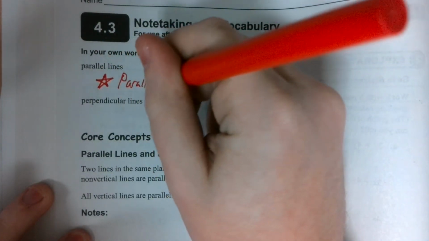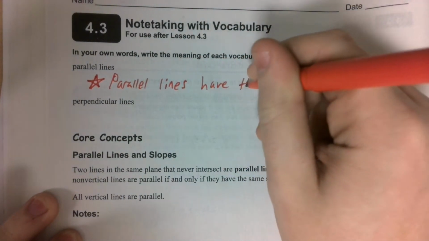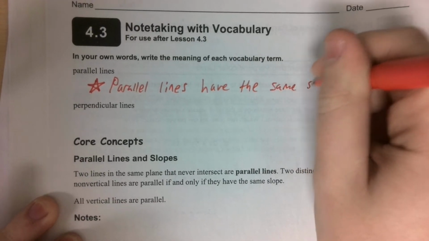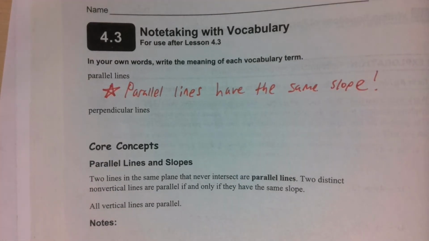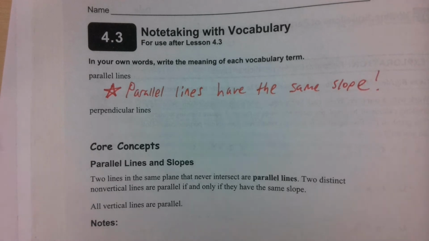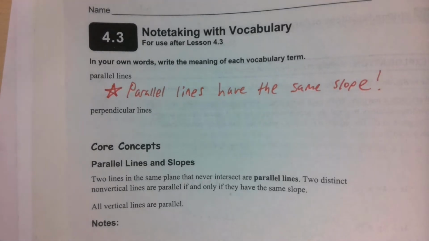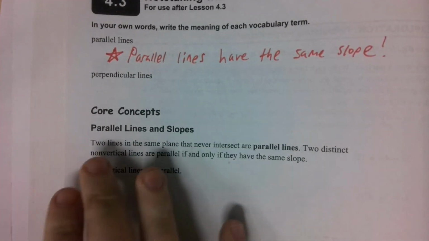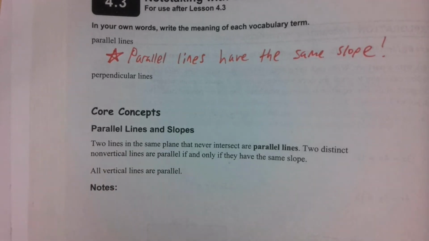Parallel lines have the same slope. This is crucial for today's lesson because you're going to be able to see some lines that you have to figure out if they're parallel or not, some points and equations where you have to figure out if they're parallel or not, and then use one parallel line to find yet another parallel line. So if you want to look up the formal definition of parallel lines and slopes, here you are. Two lines in the same plane that never intersect, just like we talked about.